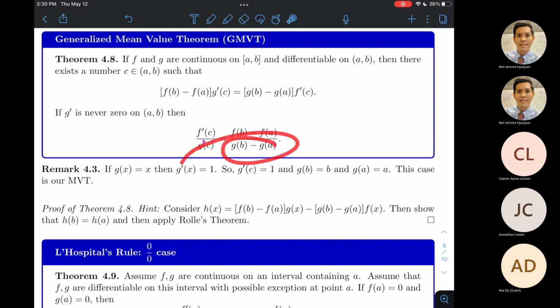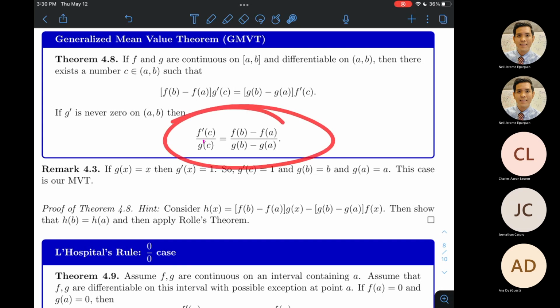So laging defined ba yung g of b minus g of a? So yun yung kailangan kong isipin. Kung sufficient na si g prime ay never equal kay 0, then totoo ba na hindi na rin magiging 0 yung g of b minus g of a? Because otherwise, this quotient will not be defined. But assuming that everything is fine, specifically g prime of c is not 0, nor g of b minus g of a equal to 0, then this is true.